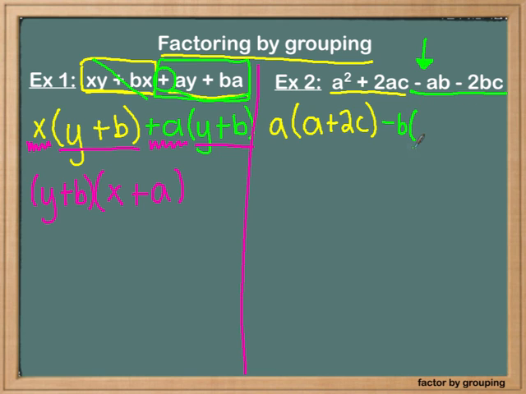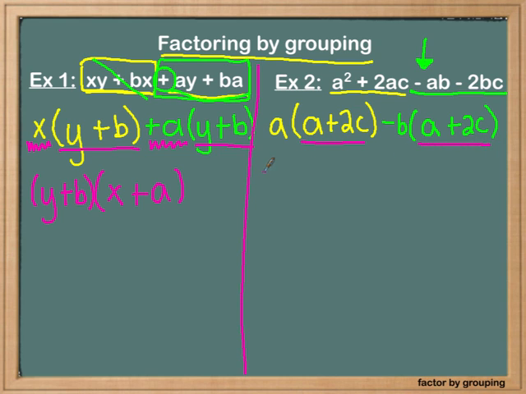Remember, you need to be extra careful when you pull a negative GCF out. Negative ab divided by negative b is a positive a. Negative 2bc divided by negative b is positive 2c. And lo and behold, you should see another thing happening that happened before. We now have a common GCF of a plus 2c.